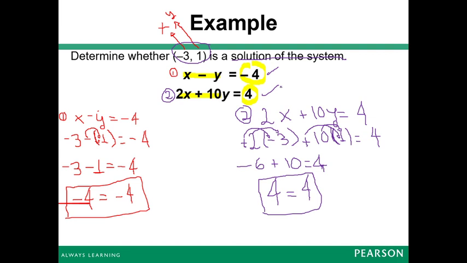Okay, and Checho says, teacher, where's minus 3? Because minus 3, Sergio, this minus 3 is the coordinate of x. The x coordinate, look at that. Minus 3, remember, is x and y is 1.